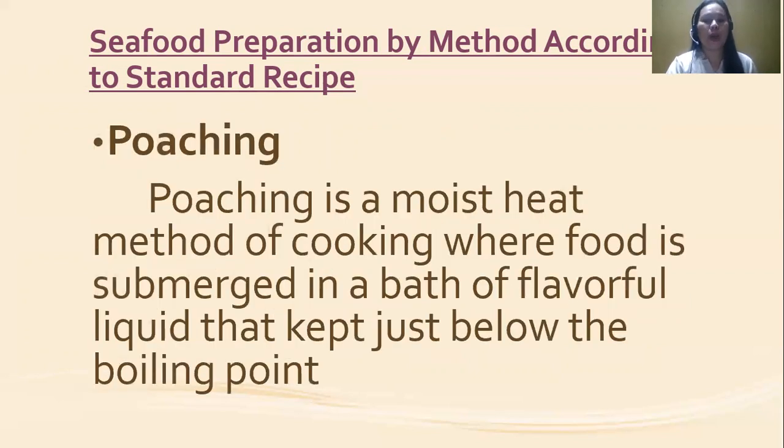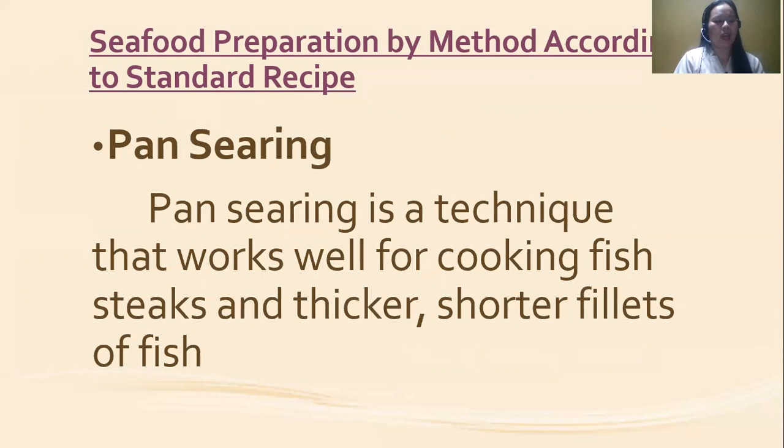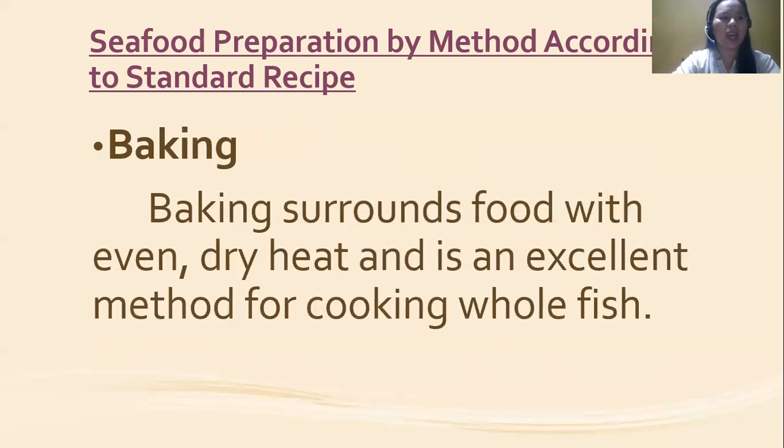Poaching. Poaching is a moist heat method of cooking where food is submerged in a bath of flavorful liquid that is kept just below the boiling point. What is that liquid? It must have vinegar and salt. Next is pan searing. Pan searing is a technique that works well for cooking fish steaks and thicker, shorter fillet of fish. It means the surface or outer part is scorched or a little brown in color. Lastly is baking. This method of cooking helps maintain the natural juice from the fish and makes its own flavor.